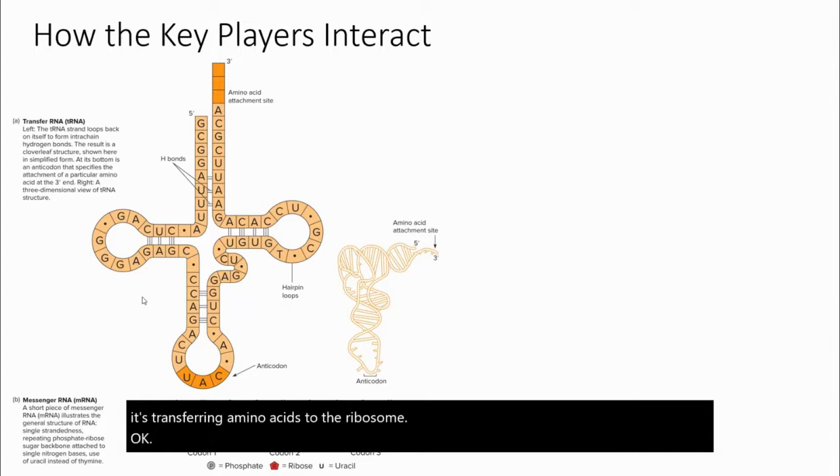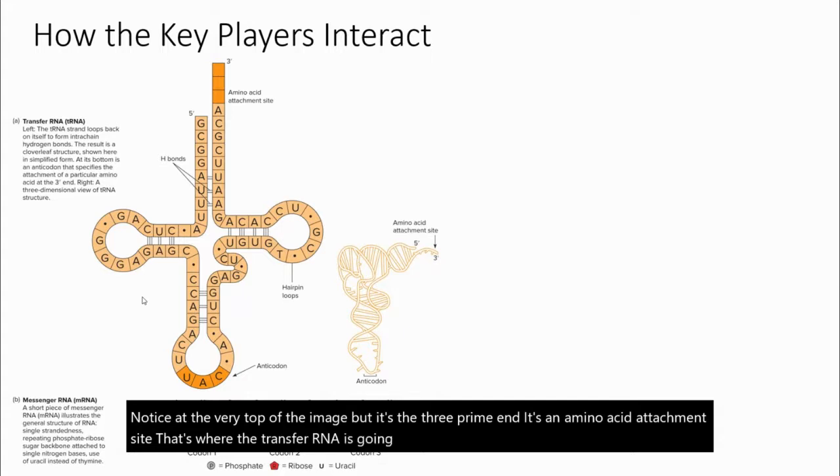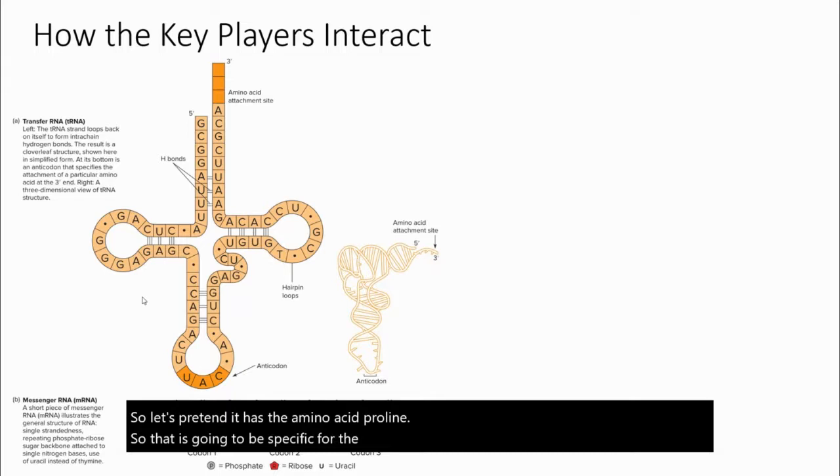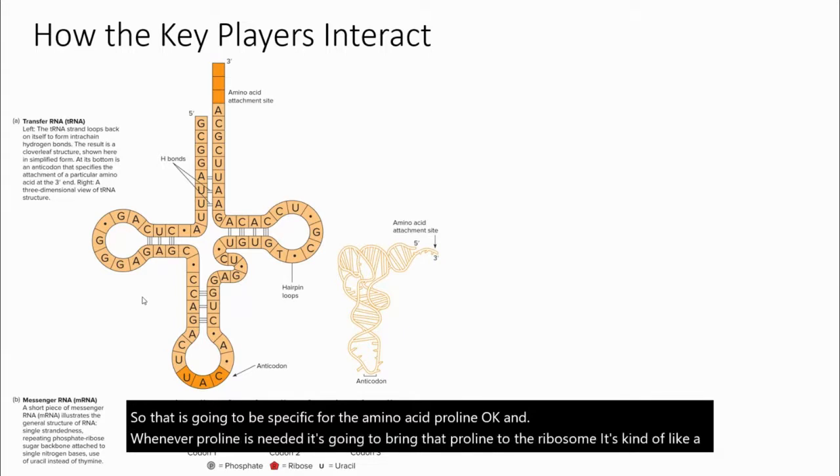Okay? So look at the image here. Notice at the very top of the image, it's the 3' end, it's an amino acid attachment site. That's where the transfer RNA is going to have an amino acid attached to it. So let's pretend it has the amino acid proline. So that tRNA is going to be specific for the amino acid proline, okay? And whenever proline is needed, it's going to bring that proline to the ribosome. It's kind of like a little Uber, okay?